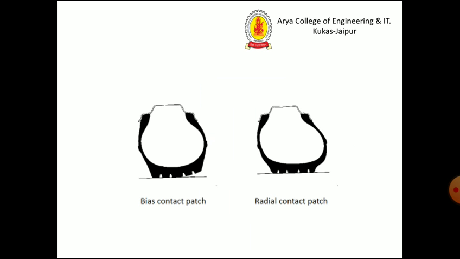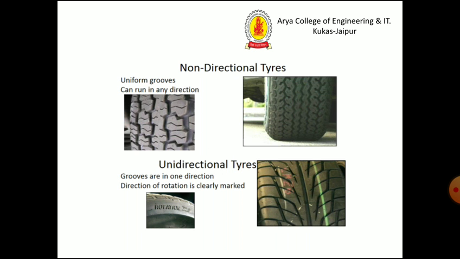This is the bias contact patch and the radial contact patch, which shows that during turning, the radial contact patch does not lift off from the side. These are the non-directional tires and unidirectional tires.